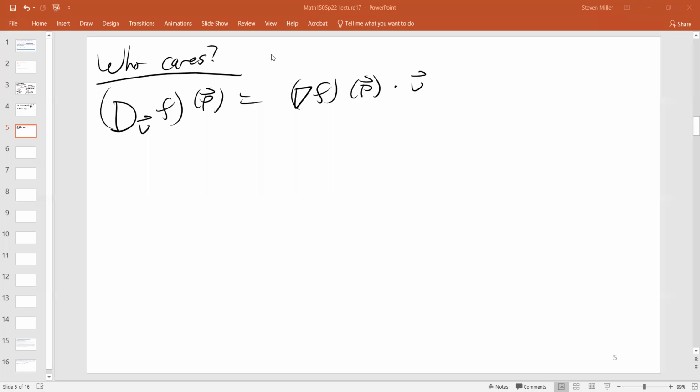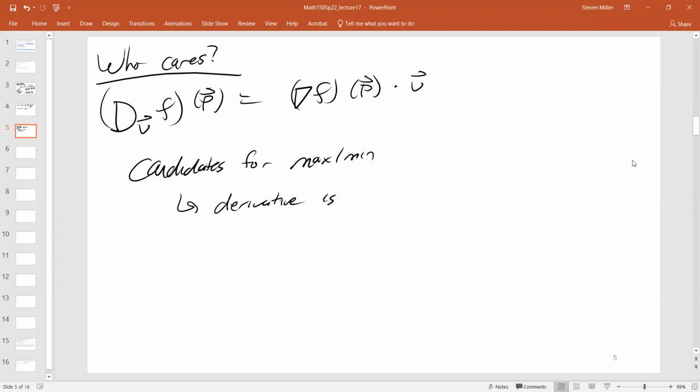All right, so we have learned that it is not enough to look at just where the critical points are. We have to check endpoints. And so there are two candidates. So candidates for max and min is derivative is 0, and then the endpoints.